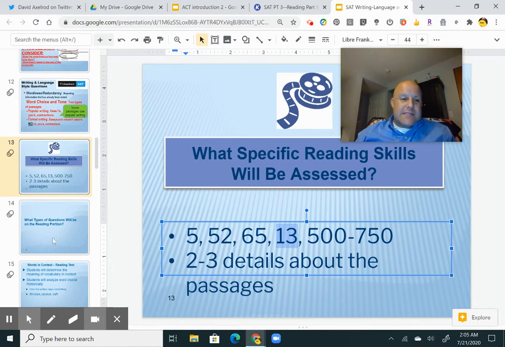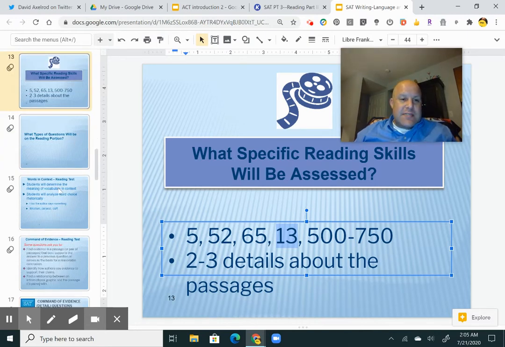2 to 3 details about the passage. In other words, you'll ask me to know about 2 to 3 details. I'm going to, in subsequent videos, show you some reading strategies that you can use to help you with this as well, to help you navigate through this a little easier.